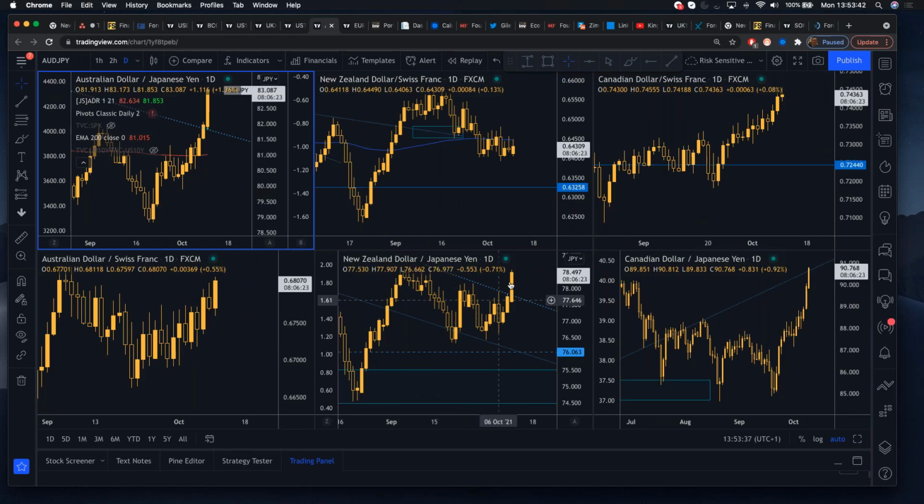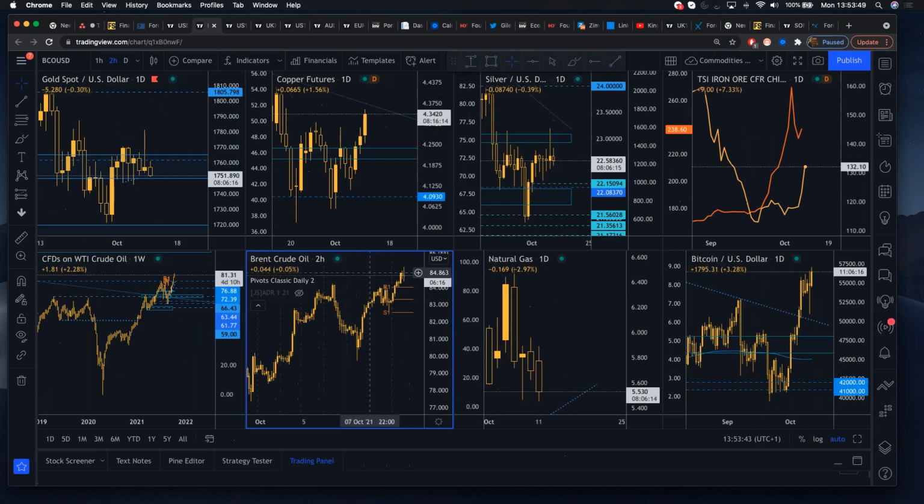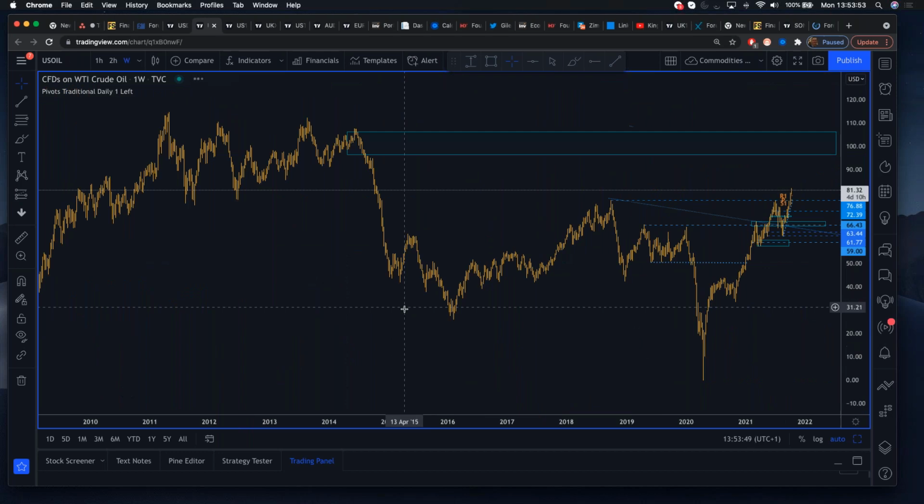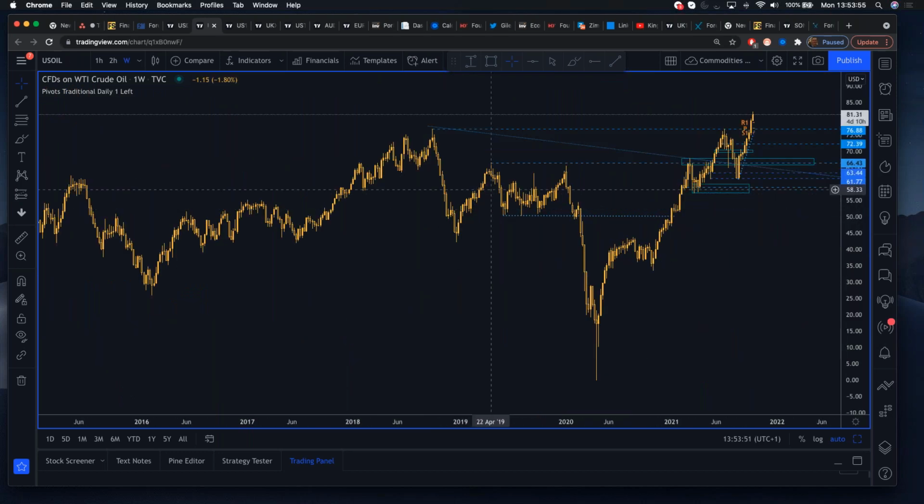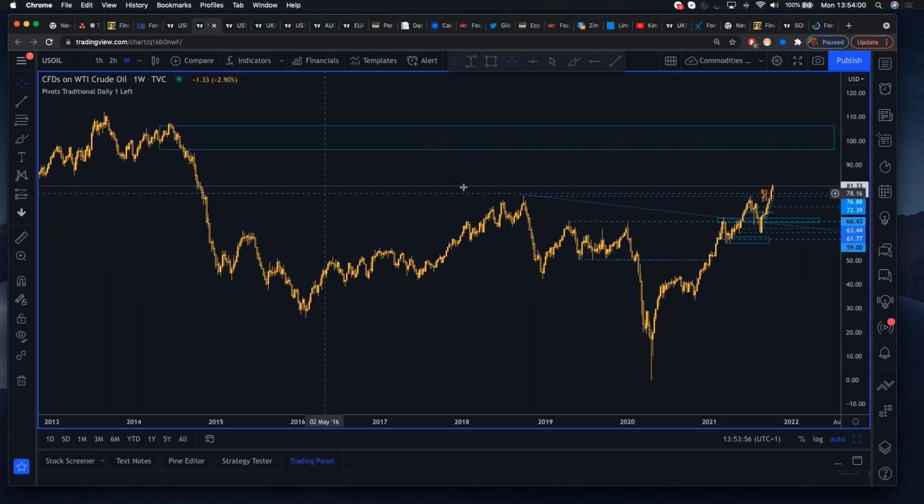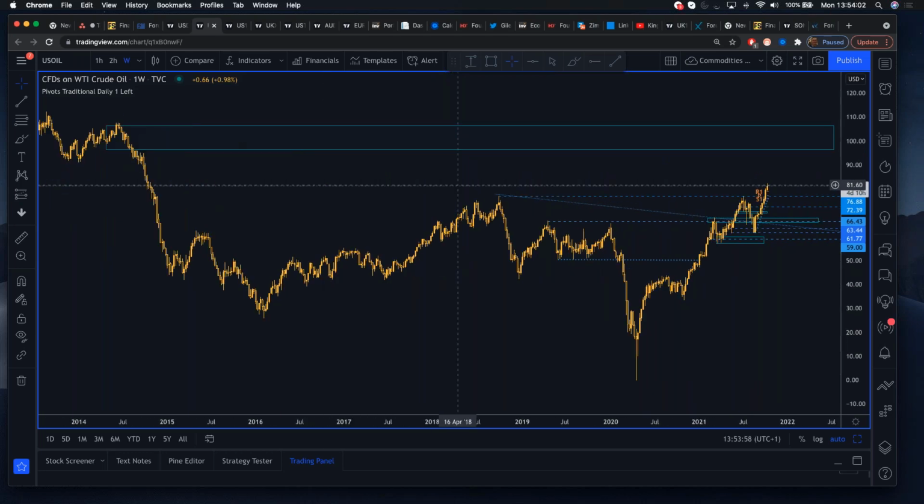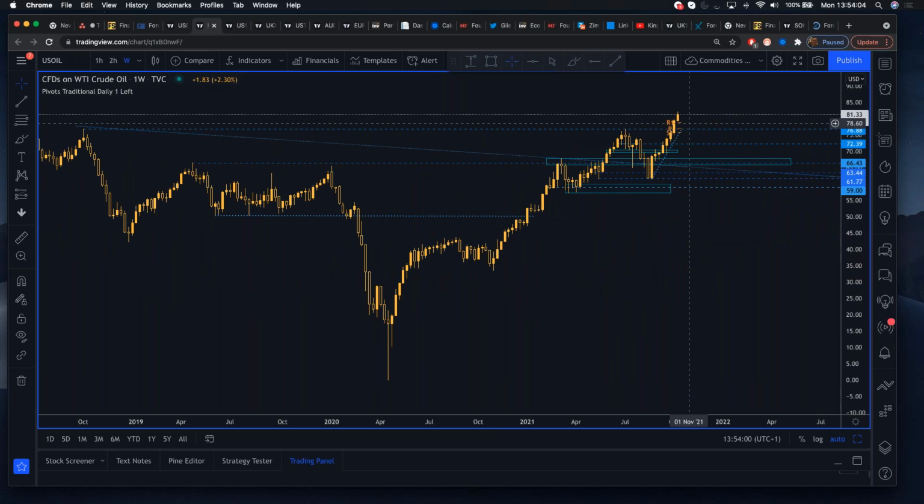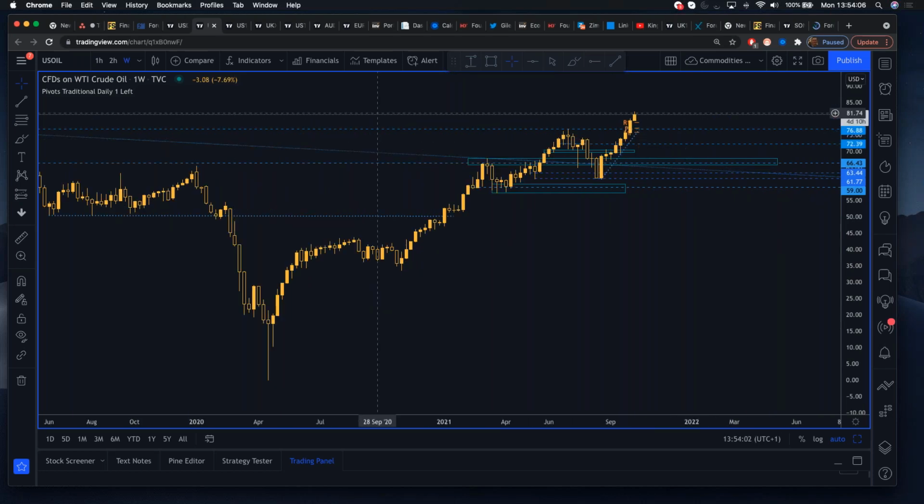New Zealand dollar yen also pushing to the upside as well. CAD yen pushing up with oil prices moving so high. Now, oil prices are a fascinating point. Look, oil prices pushed and broke above 77 last week. That is a key resistance level. That is now support.